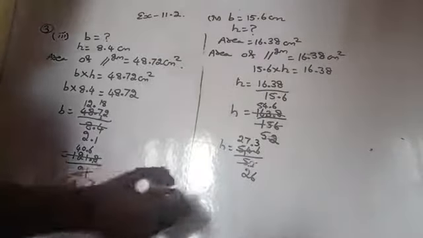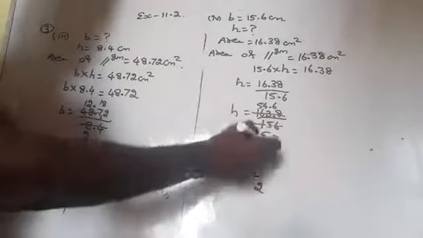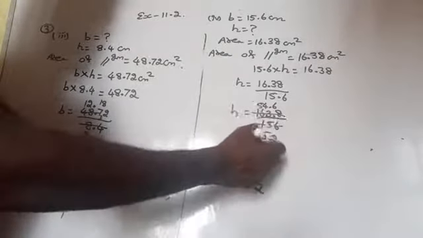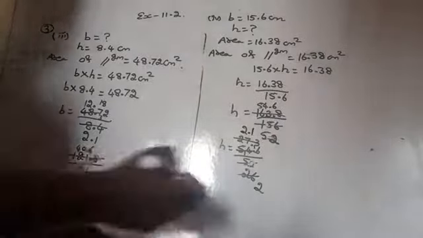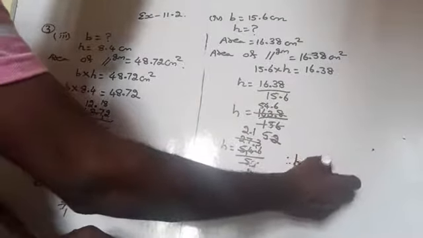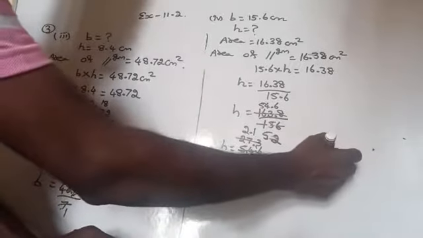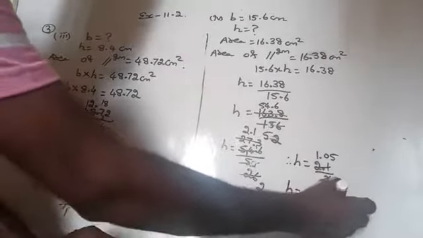Then it goes with the 13 table. 2 13s are 26, 2 13s are 26, remaining 1, 1 13 is 13. Then it is 2.1 by 2. H is what? 2.1 by 2, which is equal to 1.05. It will be 1.05 centimeter.